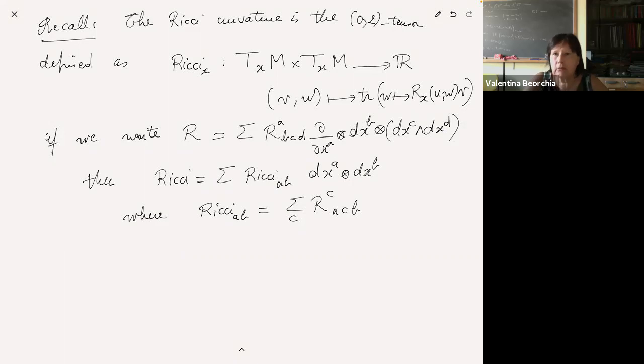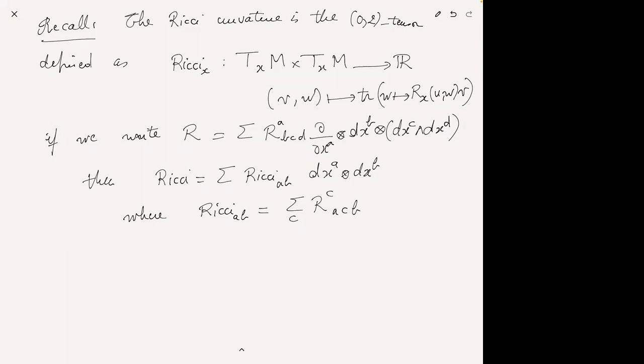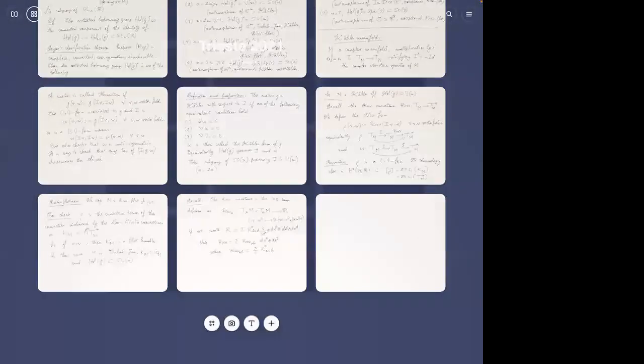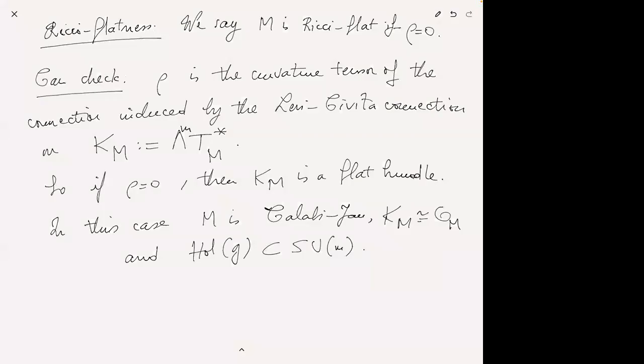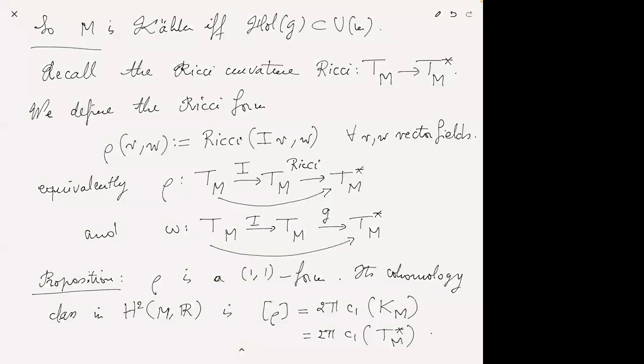Okay, so let's see. We were talking about Ricci flatness. We say something is Ricci flat if the Ricci curvature is just zero, right? And as I mentioned before, you can show that the Ricci curvature is the Ricci form. I took the curvature and used the metric to associate a 1-1 form to my Ricci curvature.